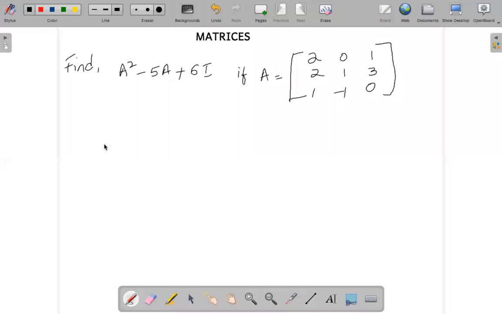Let us start by finding A squared minus 5A plus 6I. We are given A, which is a 3 by 3 square matrix. The first thing is to find A squared, which is nothing but A into A. So let us find that.